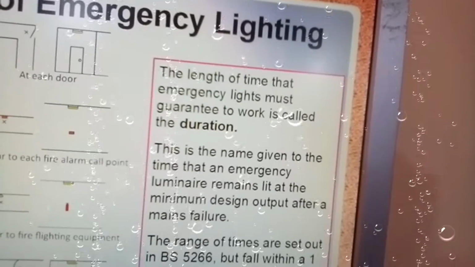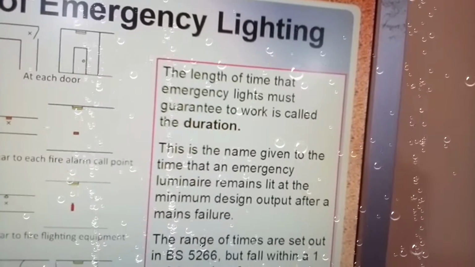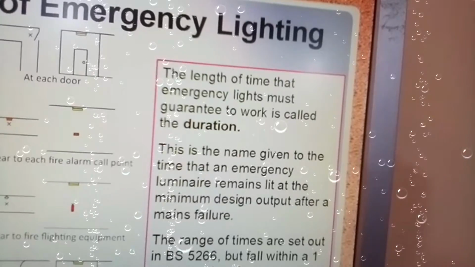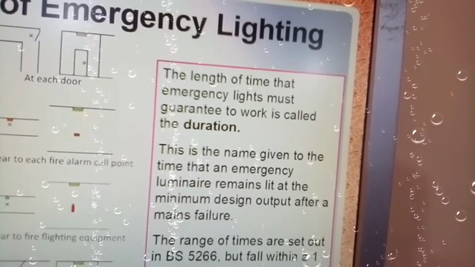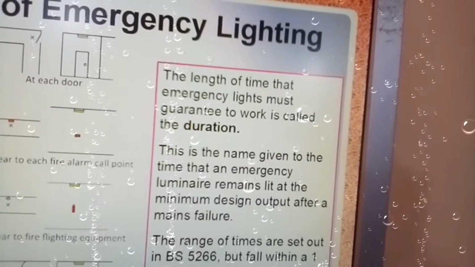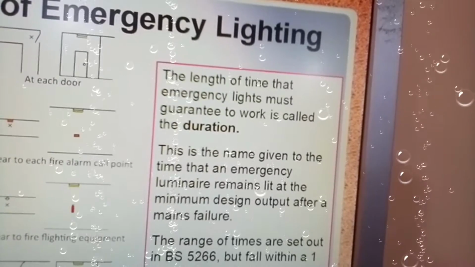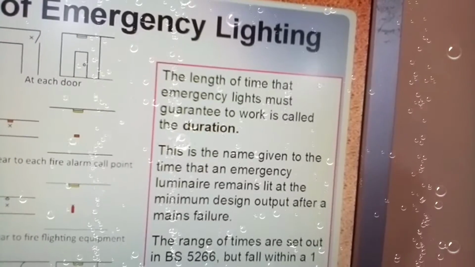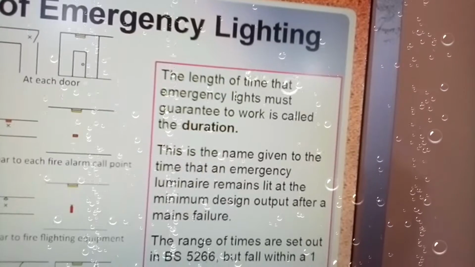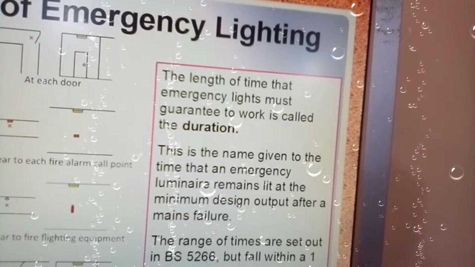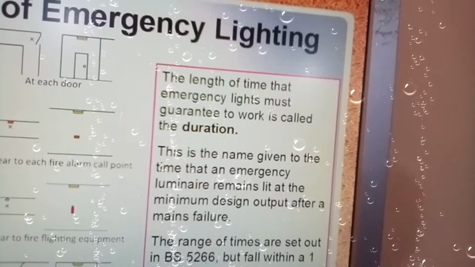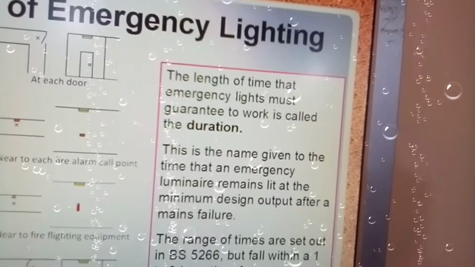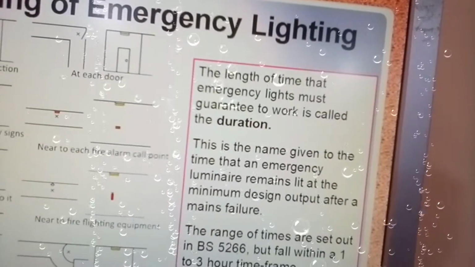And here you have the time set in BS5266, for within a 1 to 3 hour time frame. What they're saying here is that your lighting should be able to withstand heat for at least 1, 2 to 3 hours, but always aim for the higher end. Your lighting should last for at least 3 hours in extreme conditions. That will allow firemen to gain access and probably get people out, allowing for that situation.